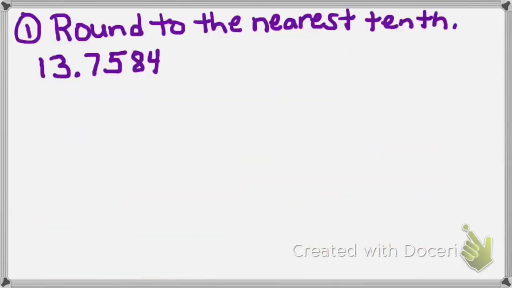Let's take a look and see how this is done with example number 1. Number 1 says round to the nearest tenth. The number is 13 and 7,584 ten-thousandths. So our first step is to rewrite our given number in the center of the page with room above it and below it. So I write 13.7584 in the middle of my page.